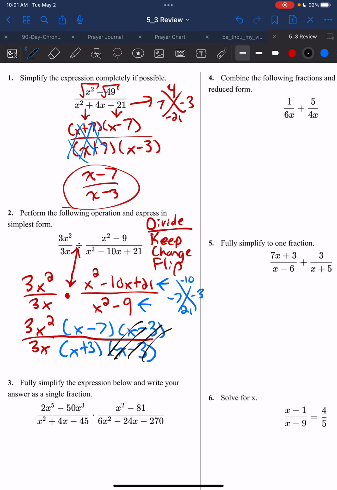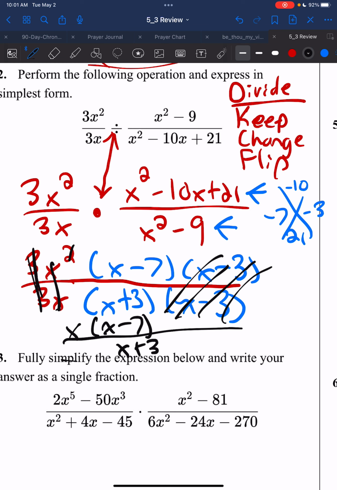And then here, the 3 divided by 3, those can cancel out. And then I've got x squared and x. So I'm going to be left with x on top after I cancel out one of these. So boom, and I'm just left with 1 on top. And then I'm going to have x minus 7 and x plus 3 as my final answer, okay? And you can leave it like this right here if you need to. Like, that's totally okay.